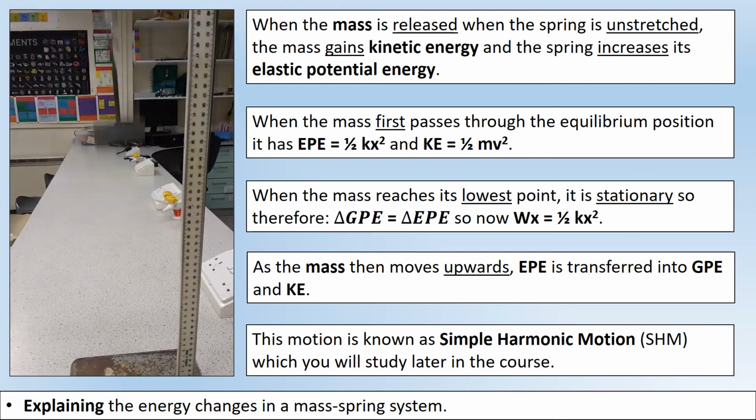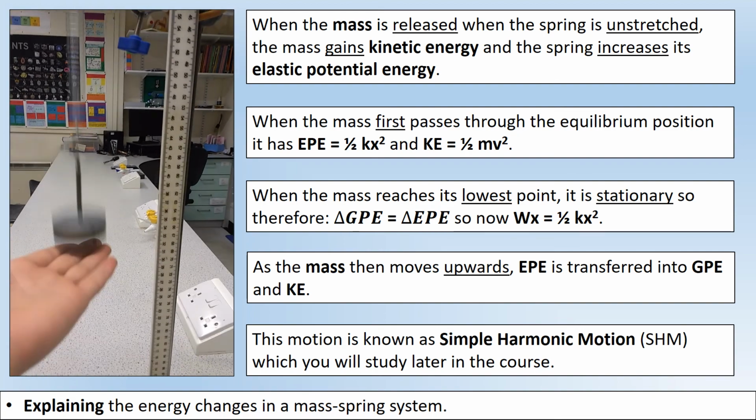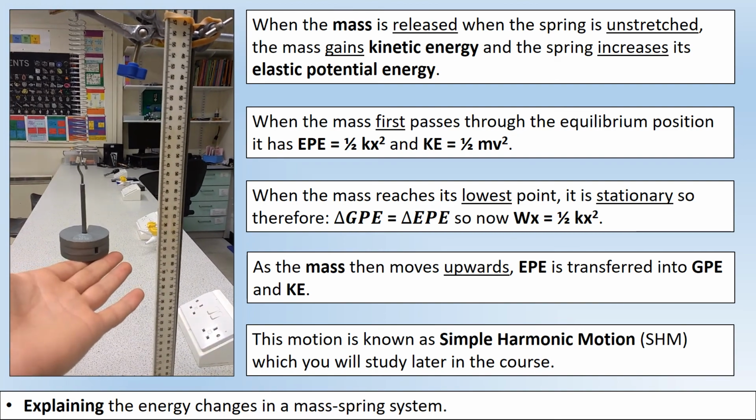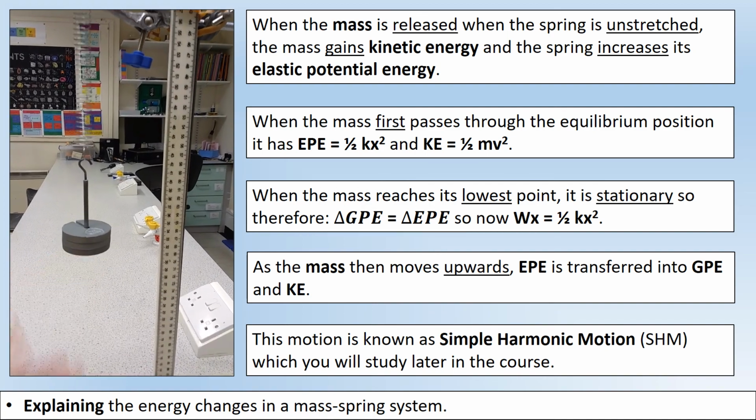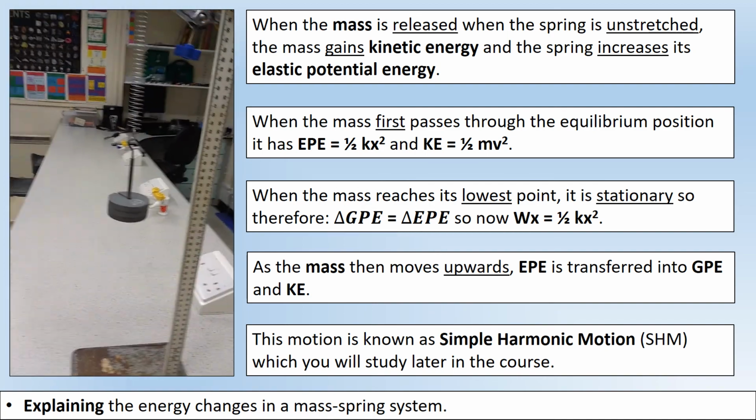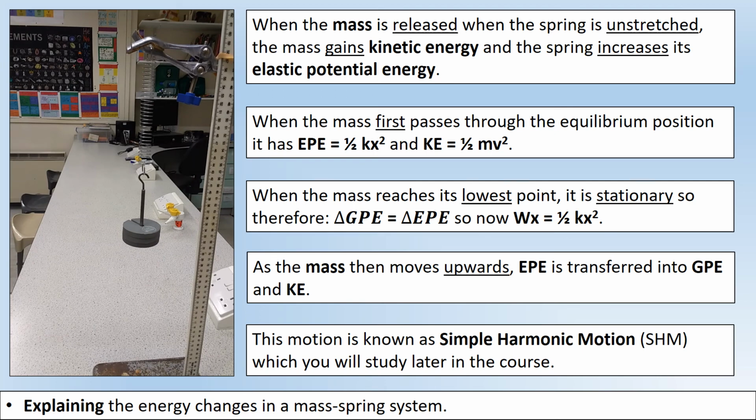So actually, at the point where it's at its lowest, that would be the point where the work done by the weight force is equal to the elastic potential energy right at the bottom there. And then as it moves upwards, some of that elastic potential energy is transferred back into GPE and kinetic energy. And this is something you'll study in more detail later in the course. It's called simple harmonic motion.